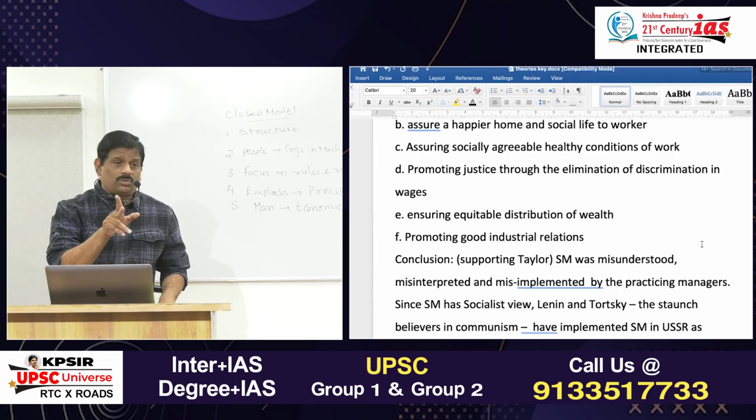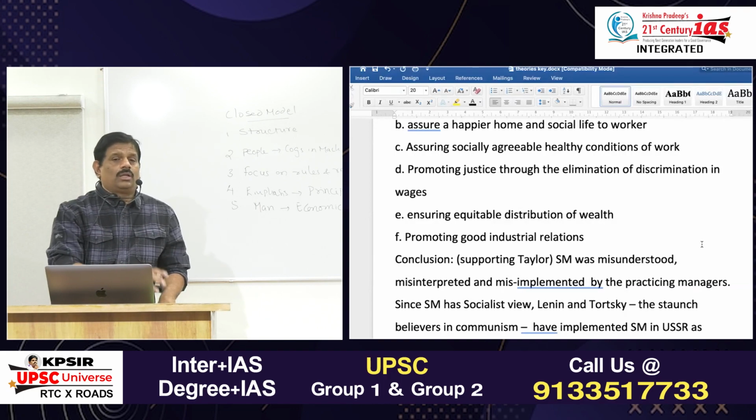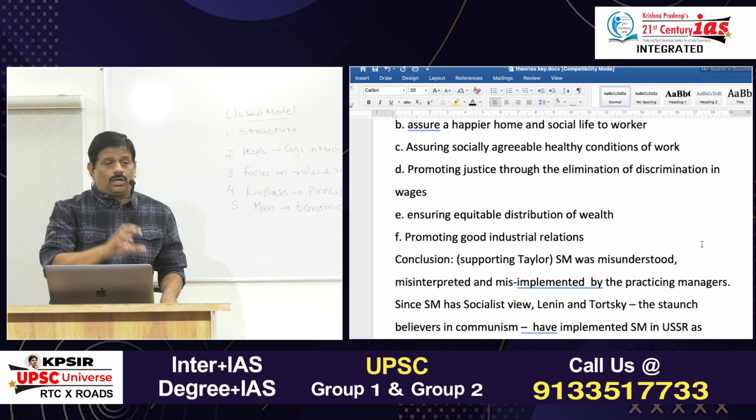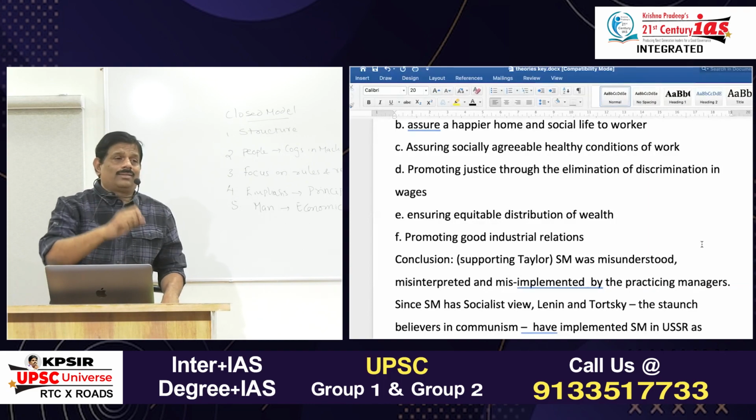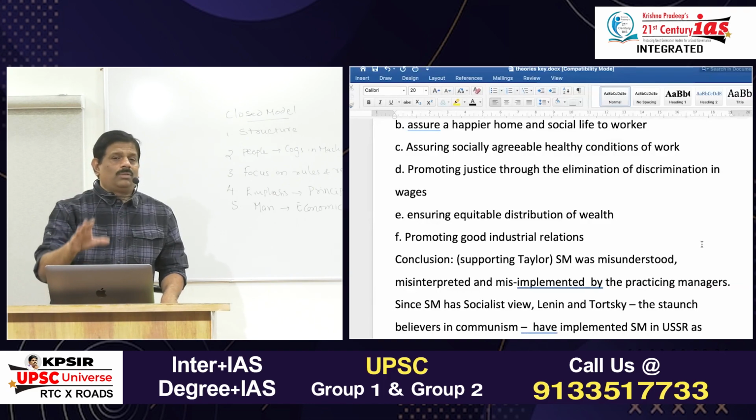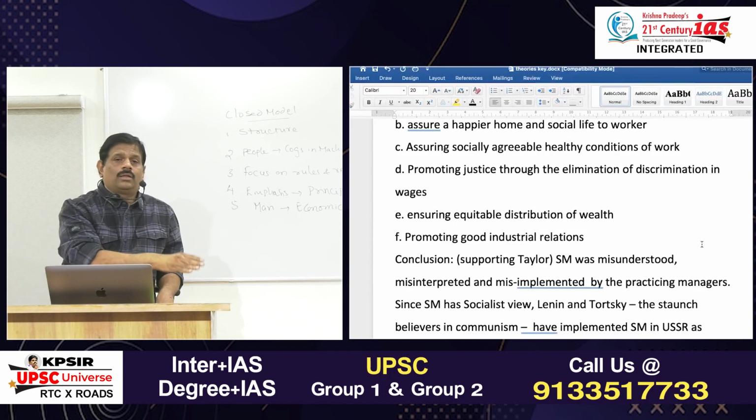And equitable distribution of wealth. Not equal distribution of wealth, but equitable distribution of wealth. If you are contributing, if you are risking your things, you are an entrepreneur, you will be getting more wealth. If you are contributing only the labor, you will be getting the salary and the bonus. If you are contributing your mind-related job, it depends upon what you are sacrificing. So if you are a professional, if you are doing a mind-related job, a creative work, you will not get the same salary as a class 4 employee.